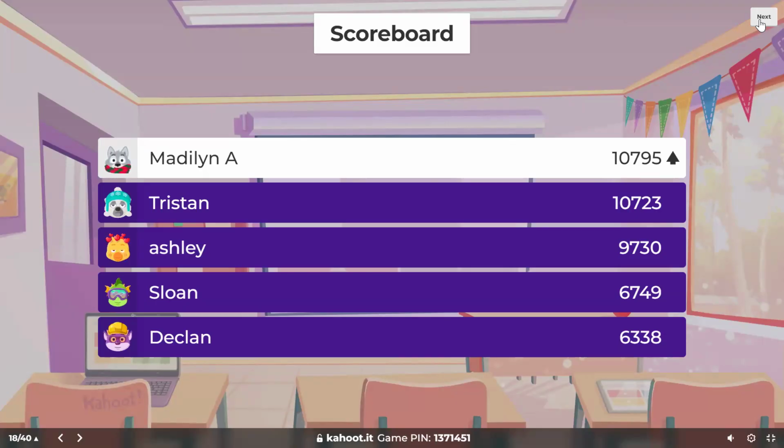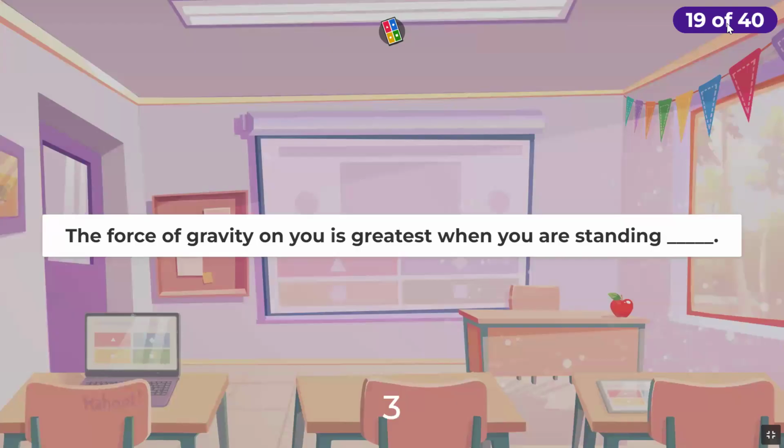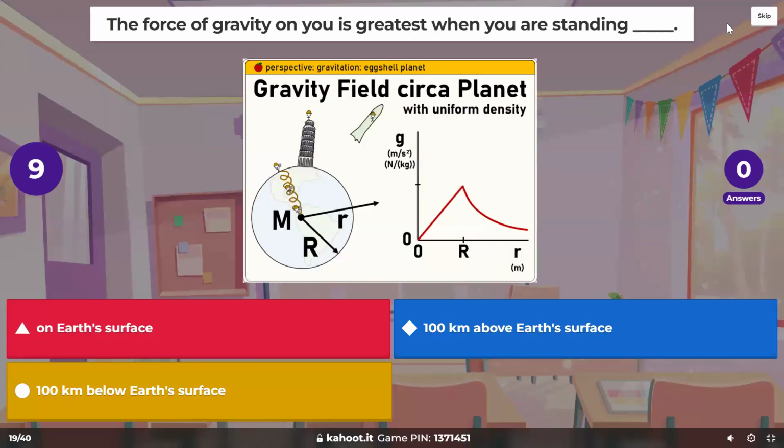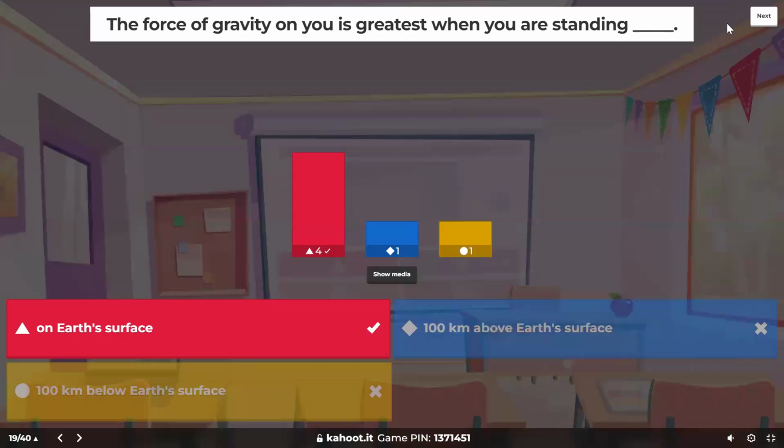All right, all right. Got Declan, Sloan, Ashley, Tristan, Madeline. Force of gravity on you is greatest when you're standing. The answer's in that graph right there. Yeah, on the surface. Okay.